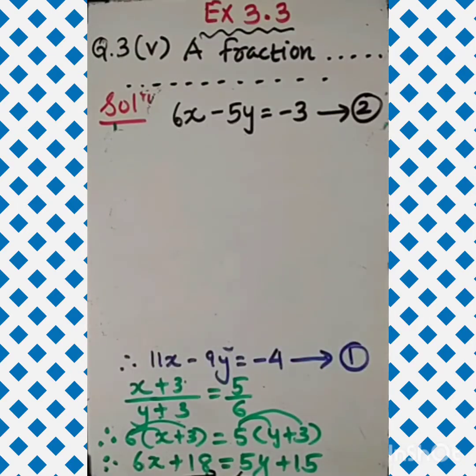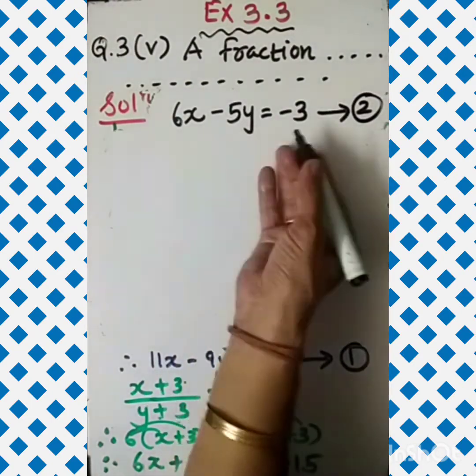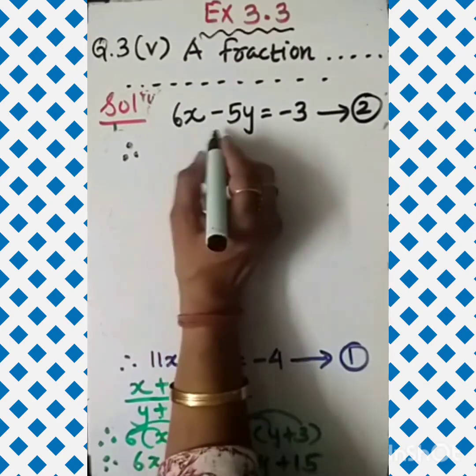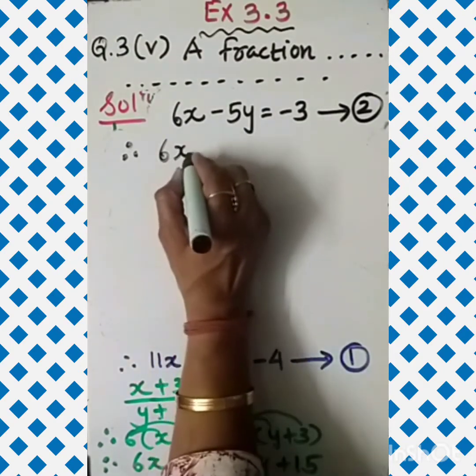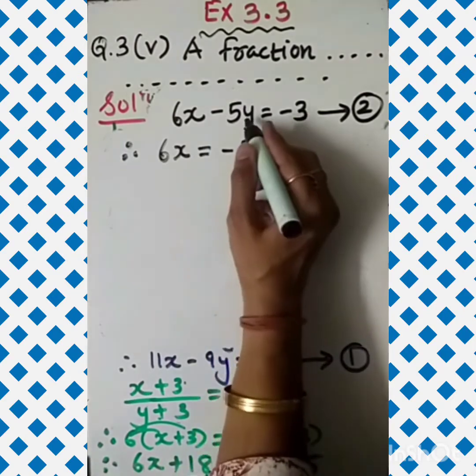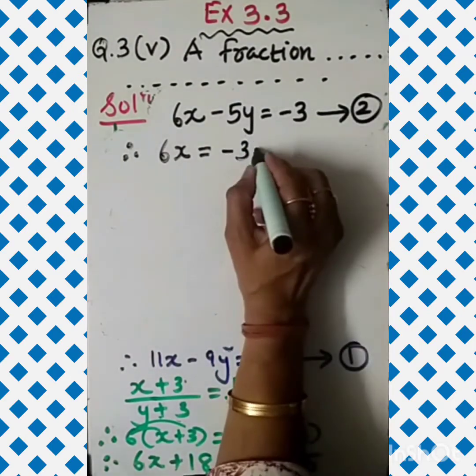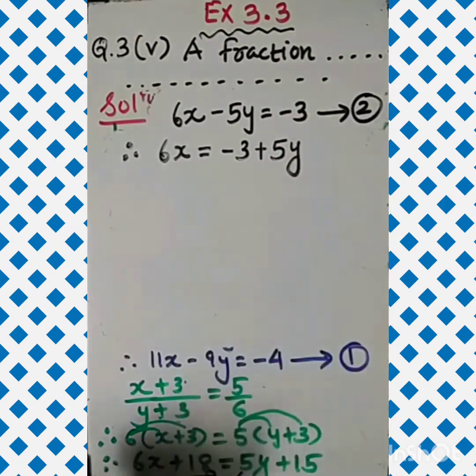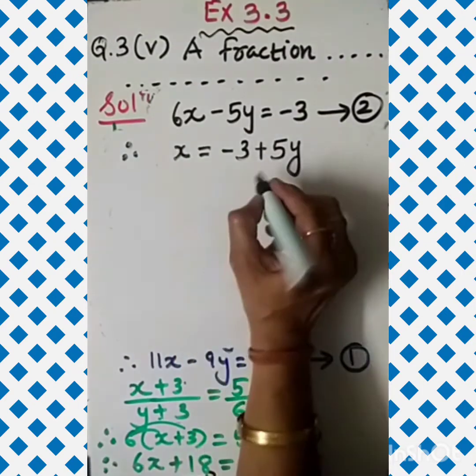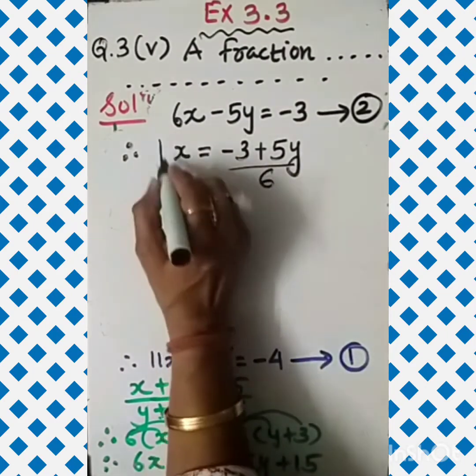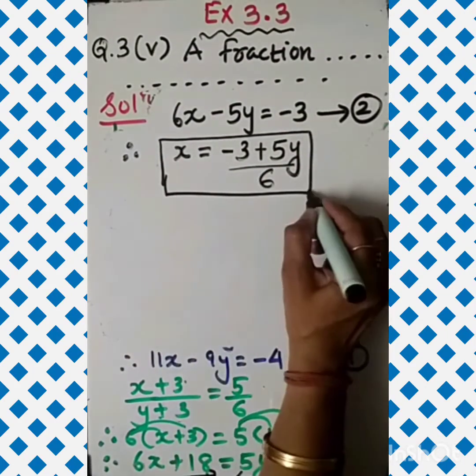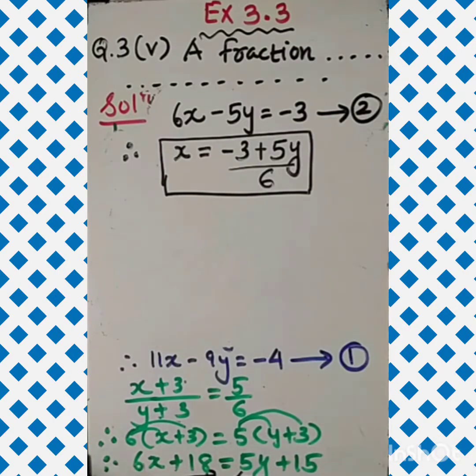Now there are two options. Either I can make x the subject from here, or we can make y the subject from here also. As we want to go with the substitution method here, I am using this equation only for that. So what will it be? 6x equal to, this minus 3 is already there, and this minus 5y I am bringing to the right side, it gives plus 5y. And of course this 6 will be in the denominator. So finally this is the value of x, which is quite important, which we are going to put in our equation number 1.